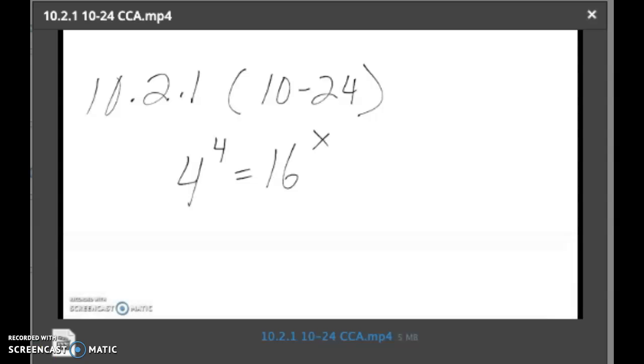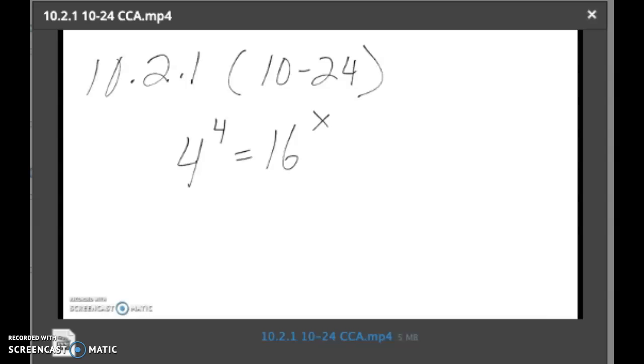This is lesson 10-1, problem 1024. In this problem, we need to solve for x, and we again need to try to rewrite this problem so we get some things we can deal with, some things we know how to solve, okay? So when I look at a problem like this, I want to try to get the same base numbers, okay?